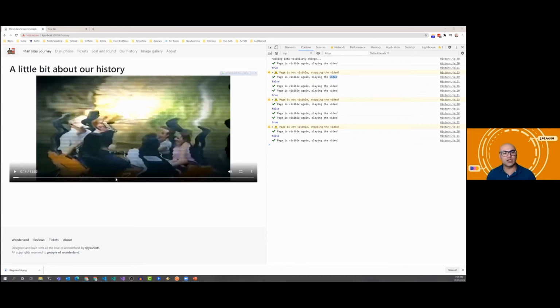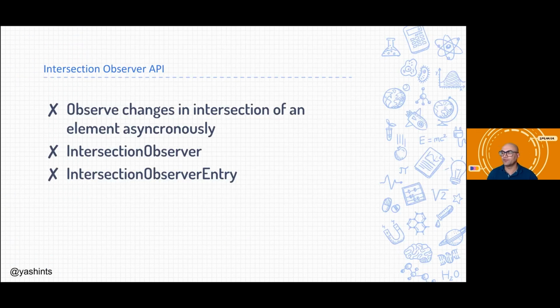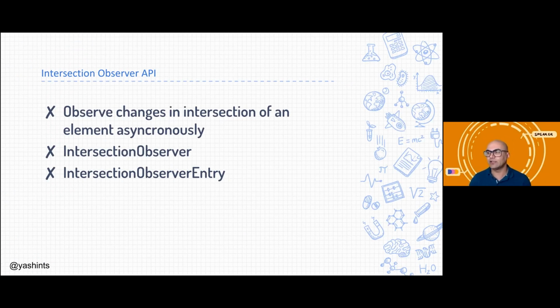And the last API I wanted to talk about was the Intersection Observer API. Now, I don't have too much time. This particular API allows you to monitor when something appears in your viewport. So if you're looking at a particular item and you want to trigger an event when it appears in your viewport, you can definitely use this API to do that.